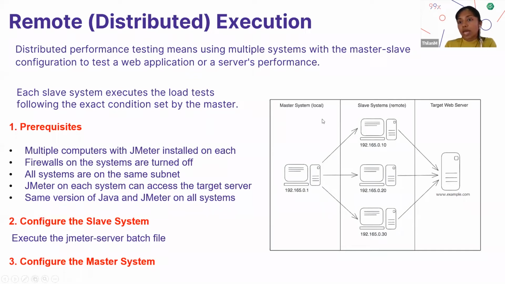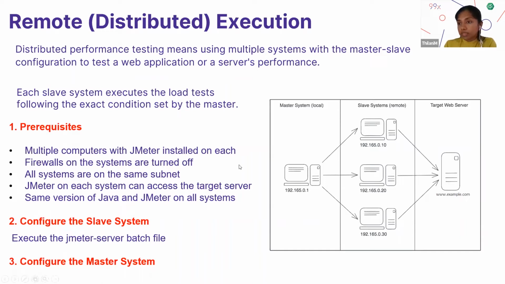And in order to have a smooth test run, there are few prerequisites that we should follow, like having multiple computers, both master and slave systems with JMeter installed in each, and firewalls on all the systems turned off or other required ports enabled for connection.